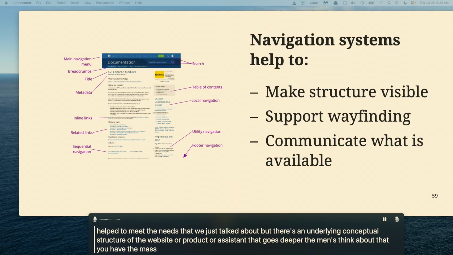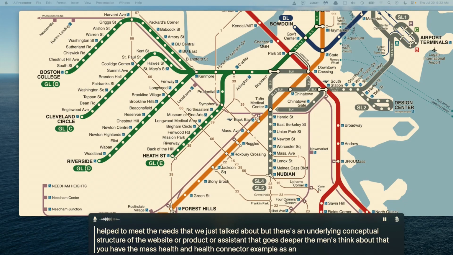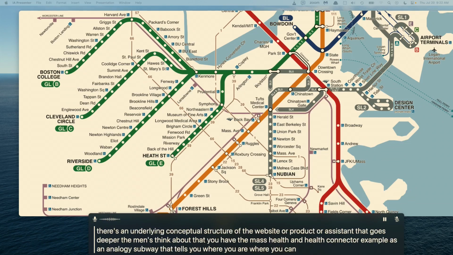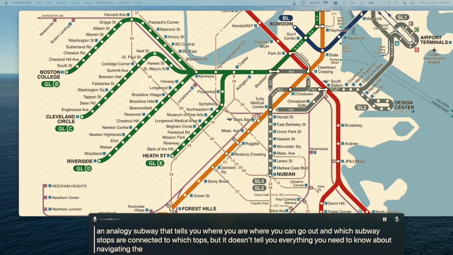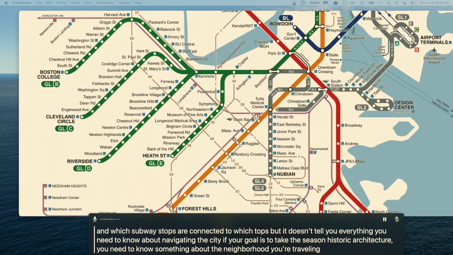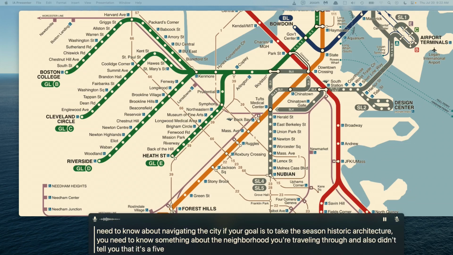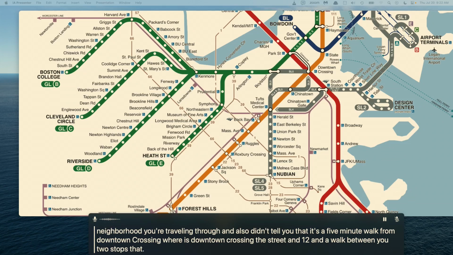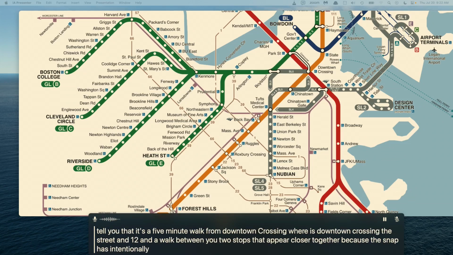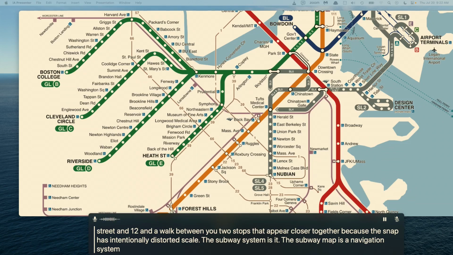Think about the Mass Health and Health Connector example. As an analogy, a subway map tells you where you are, where you can go, and which subway stops are connected to which stops. But it doesn't tell you everything you need to know about navigating the city. If your goal is to take the T to see some historic architecture, you need to know something about the neighborhoods you're traveling through. And it also doesn't tell you that it's a 5-minute walk from Downtown Crossing to State Street, but a 12-minute walk between two stops that appear closer together because this map has an intentionally distorted scale. The subway map is a navigation system with a specific purpose that helps you travel within a more complex territory.